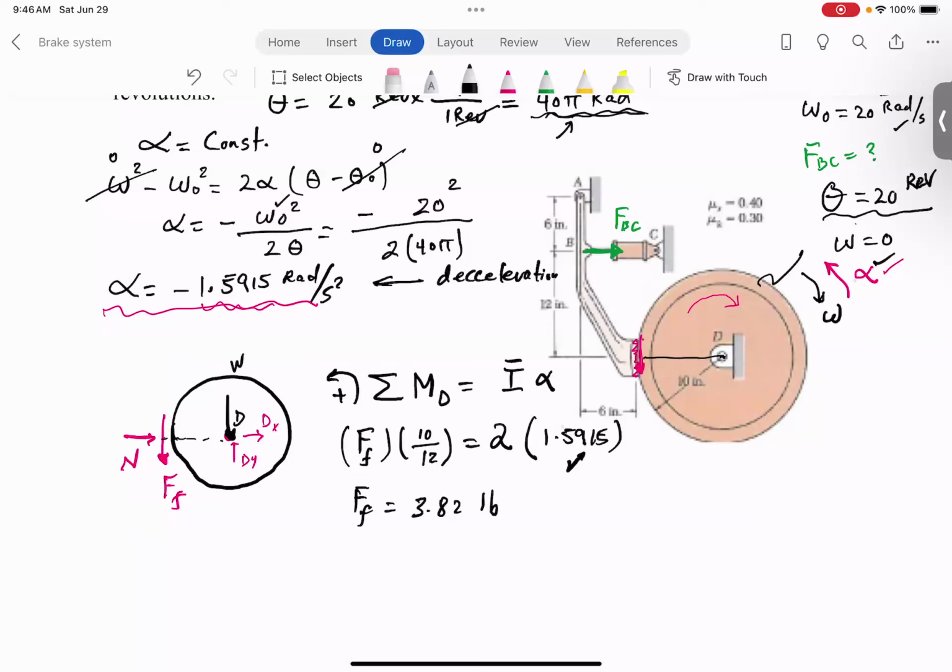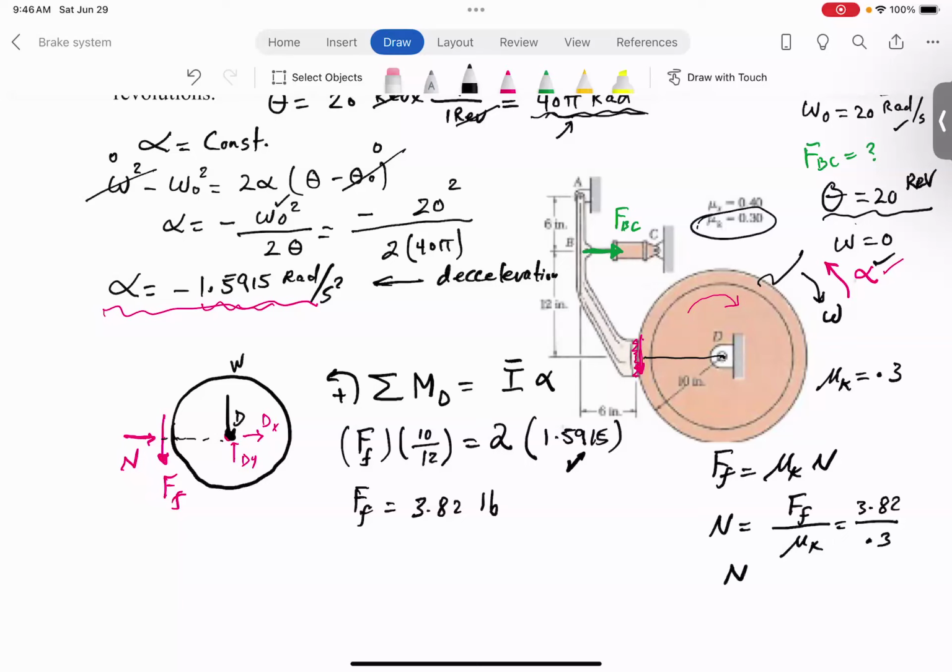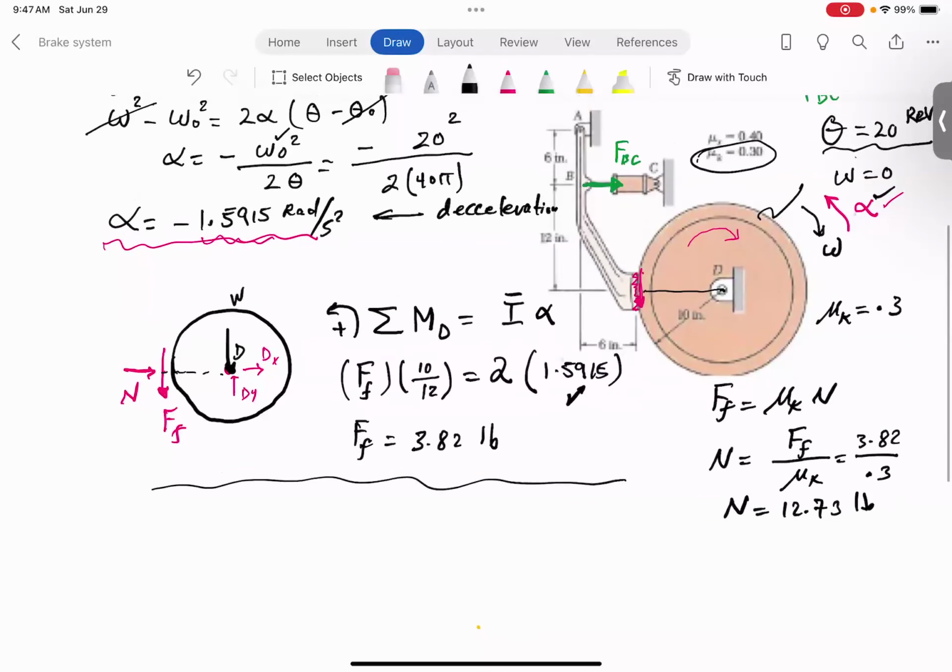And once you have the friction, using what? The kinetic friction is kind of blurry there, but that mu k is 0.3. So since friction force is what? Mu k times N, therefore N, which is the normal force, and I need that, is friction divided by mu k. So that would be 3.82 over 0.3, which you get about 12.73 pounds. Now, this is the kinetics part related to the dynamics. Now the last part is drawing the free body diagram of this piece, which is really a static problem.